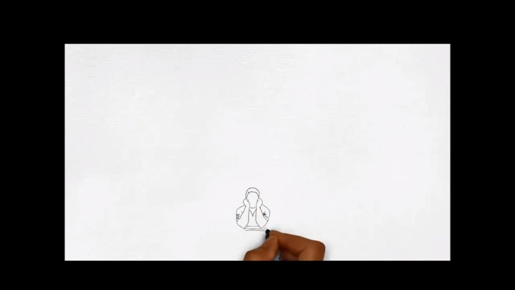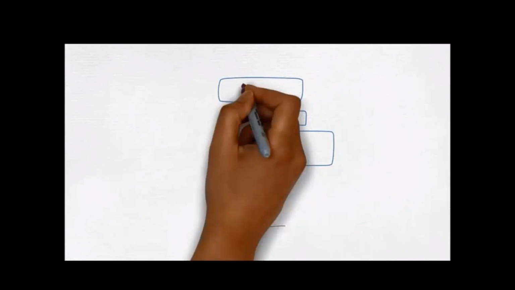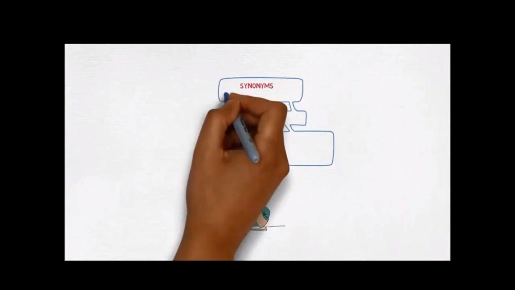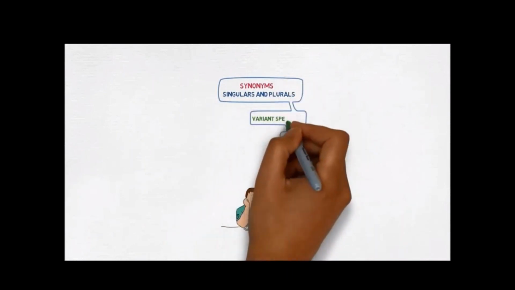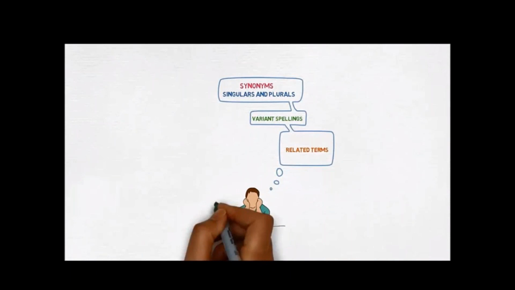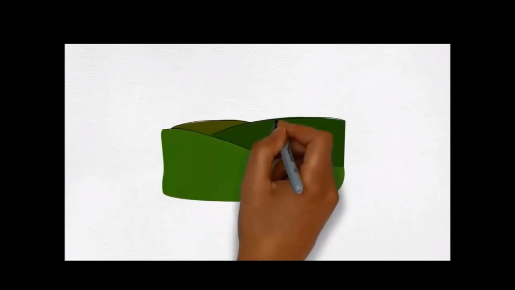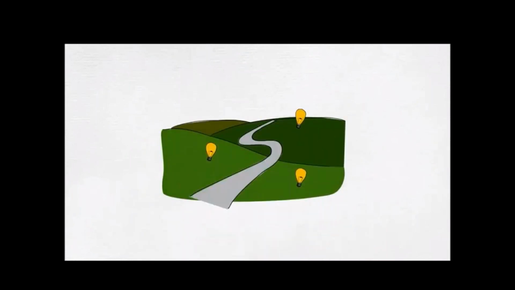Once you have identified your keywords, it is time to think of other ways to describe them. Consider synonyms, words that mean the same thing, singulars and plurals, variant spellings, and related terms. Using a thesaurus can help to identify other relevant words. By identifying alternative keywords to search for, we are trying to widen our search to get the best results. Remember, your search will evolve, and you may identify further keywords as your search progresses.